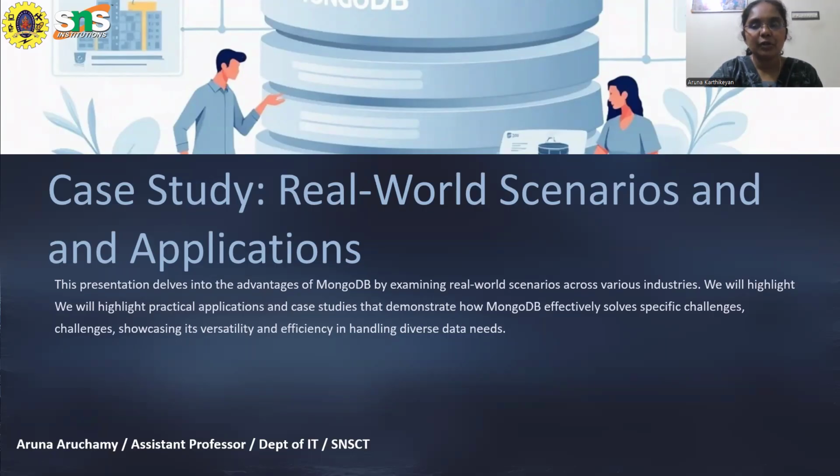In my lecture series today, we're going to see a case study about real-world scenarios and where MongoDB could be used. That's what we're going to discuss in this particular video. The major thing I have to highlight here is that by using MongoDB, we improve the versatility and efficiency in handling diverse data sets. For that reason we use MongoDB in the real world. Let's go inside and see what applications we can implement with MongoDB.